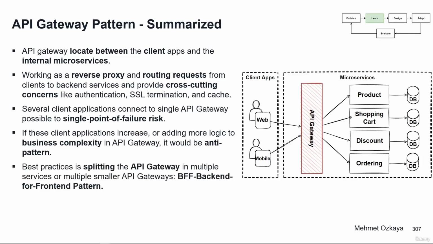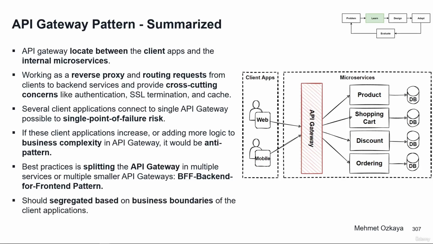That's why the best practice is splitting the API gateway into multiple services or multiple smaller API gateways. We will see the backend for frontend BFF pattern later. In summary, we need to be careful about using a single API gateway. It should be segregated based on business boundaries of the client applications and not be a single aggregator for all the internal microservices.